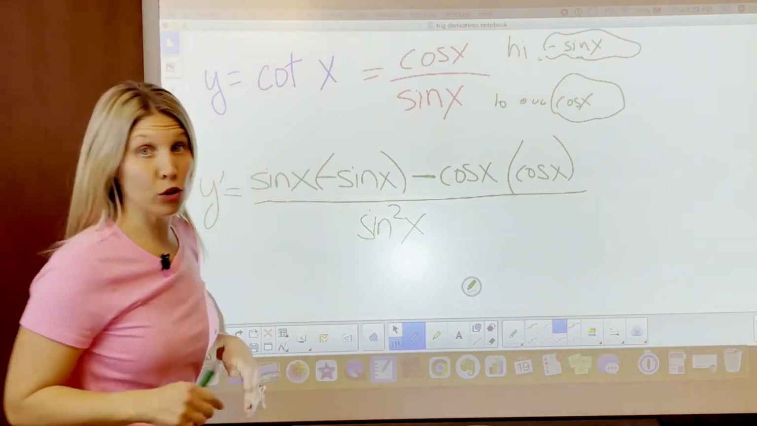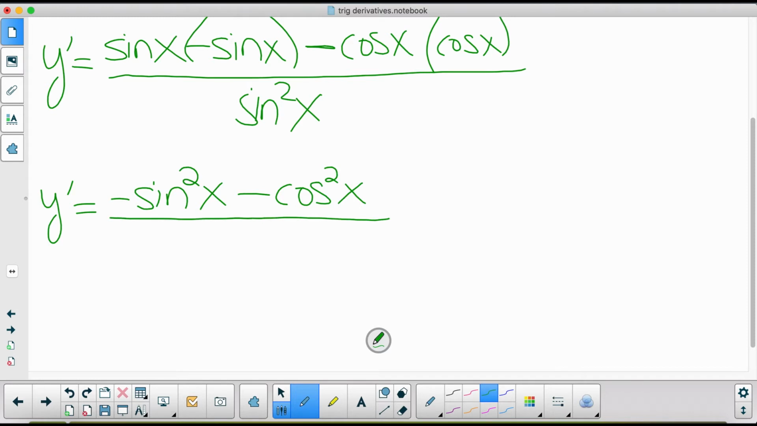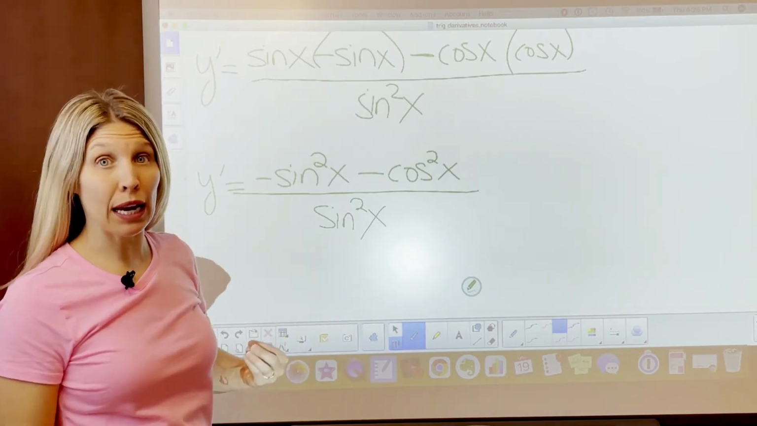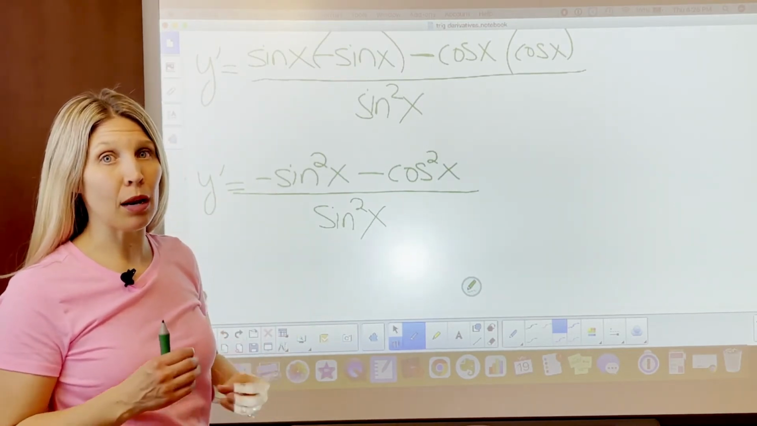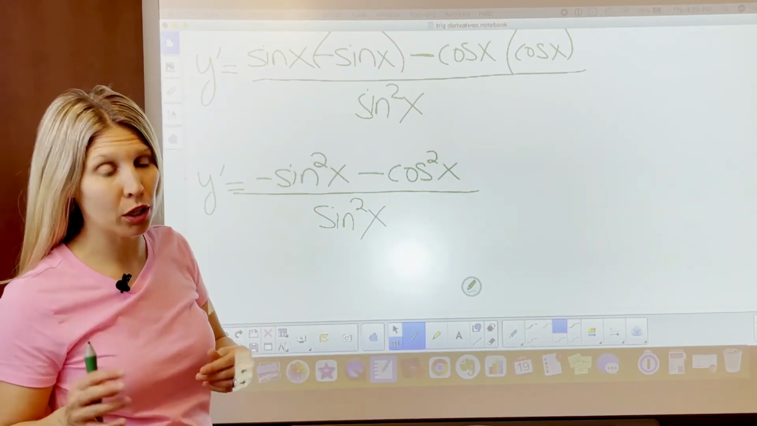Again, we're going to simplify our numerator. Y prime equals negative sine squared x minus cosine squared x all over sine squared x. Now hopefully you're seeing the property that we pulled out in the numerator of the previous problem, but sometimes people have a hard time rearranging it to make sure that your negative signs are correct. So let me show you how we're going to do that.